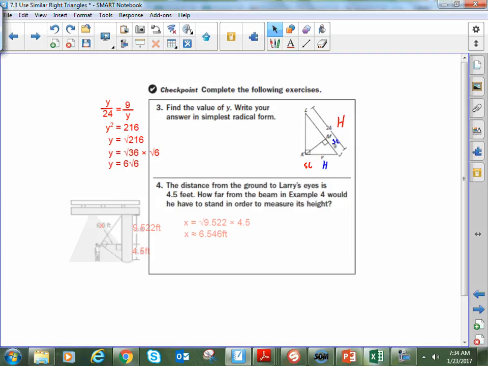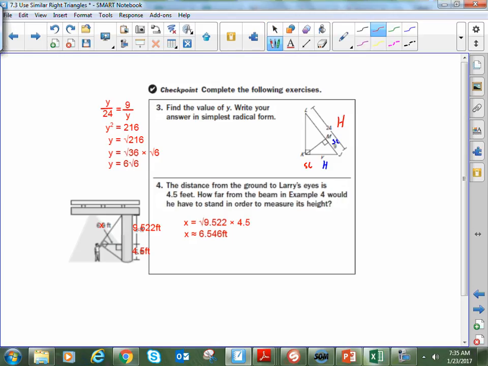Now in this one here, we're going to look at the diagram. Well, Larry's eyes are not 5 feet, they're actually 4.5 feet. So we already kind of know that the value that we found before, the 9.522, we can use that again, but now Larry has to stand a little bit closer to the column, and that's the value that we're trying to find. And this is very typical of what we think of as the product of, or as the geometric mean.